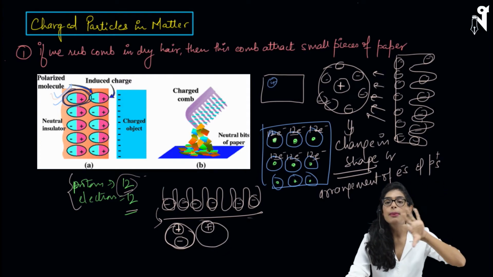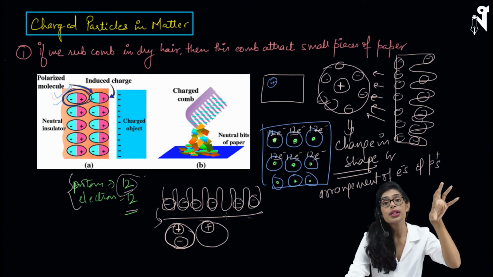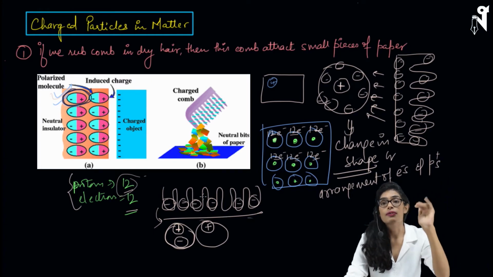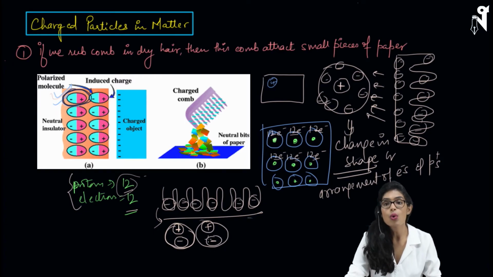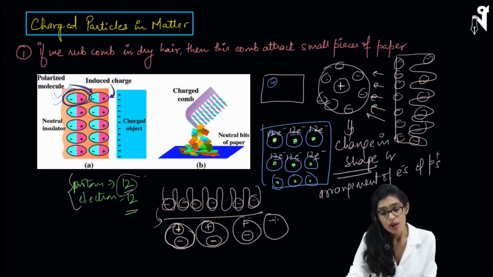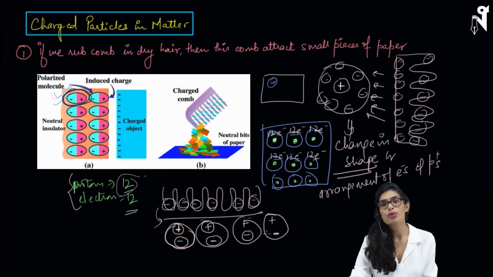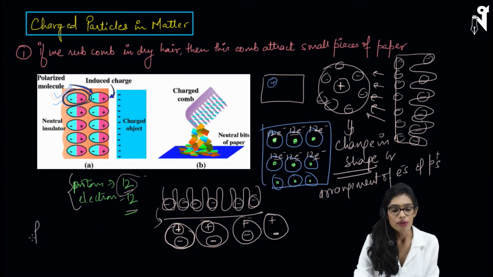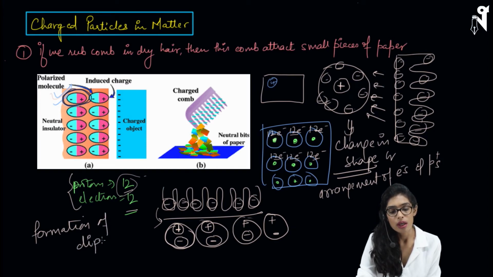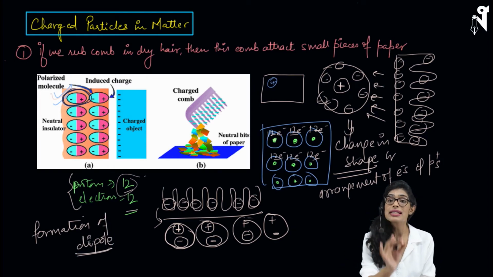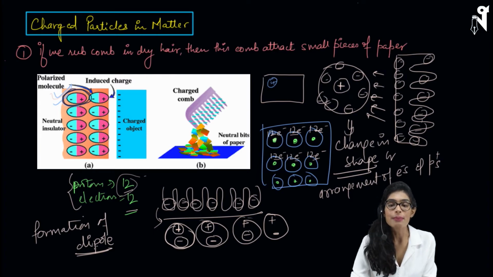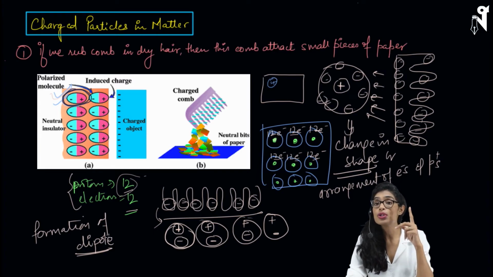All positive charge will get accumulated in one area which is closer to the negative charge of the comb, and the negative charge will go away from the surface of the comb so that it can avoid the repulsion. The rearrangement of negative and positive charges like this, or protons and electrons like this, is called the formation of dipole. What is dipole? The literal meaning: di means two and pole means generation of two poles which are opposite to each other.